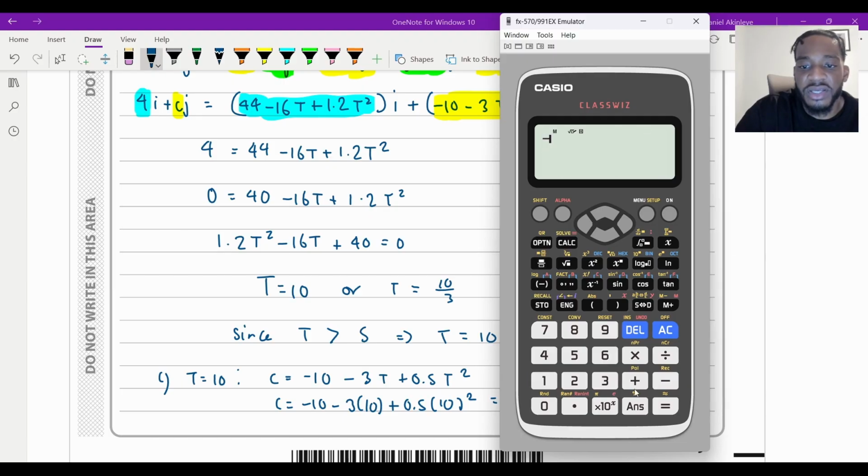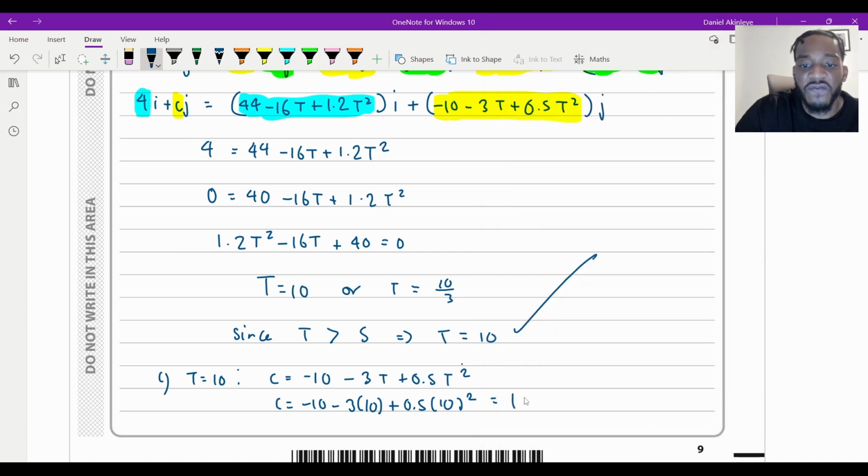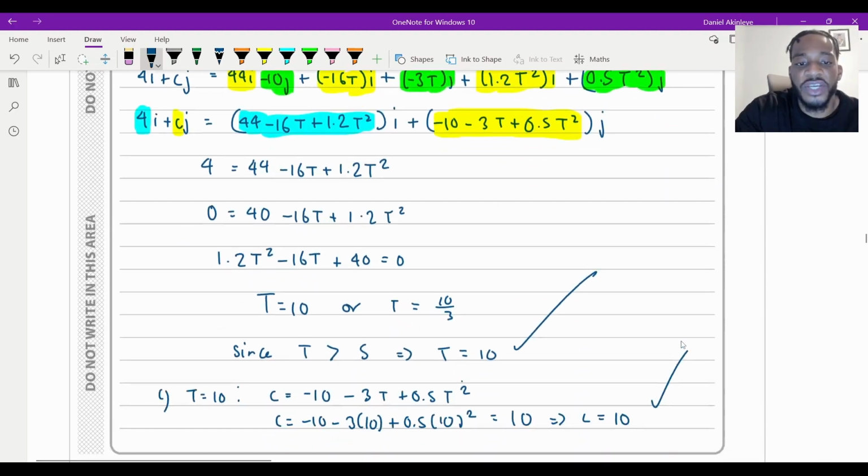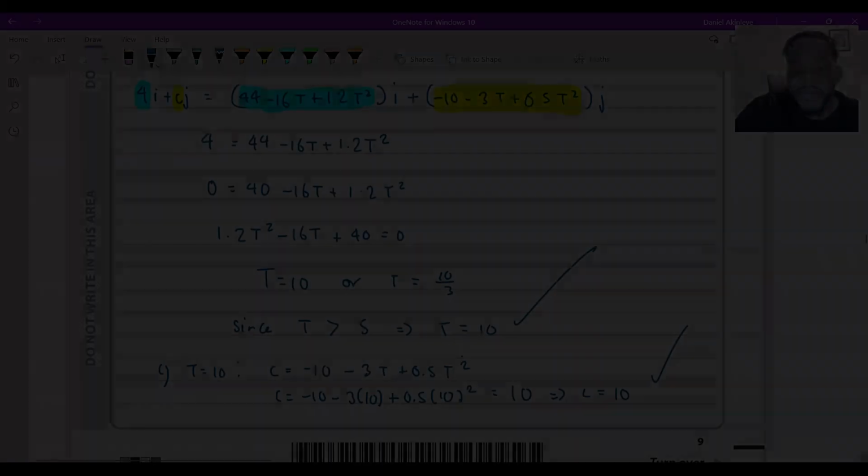It's going to be minus 10 minus 3 lots of 10, and then plus 0.5 and then 10 squared. And this gives us 10, right? So therefore we could say that C is equal to 10. And that is question 4 finished. Now let's go into question 5.